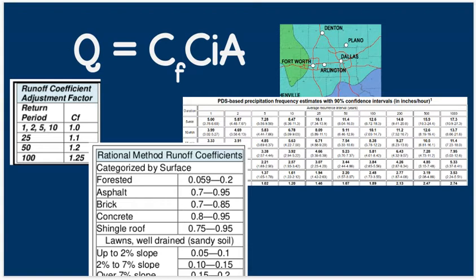Let's talk about this formula. This formula is for calculating the runoff rate represented by the letter Q. We also have the runoff coefficient adjustment factor, which you have to look up based on the design of your storm. So if you're using a 1, 2, 5, or 10-year storm, you use an adjustment factor of 1. If you use a 50-year storm, you use an adjustment factor of 1.2.